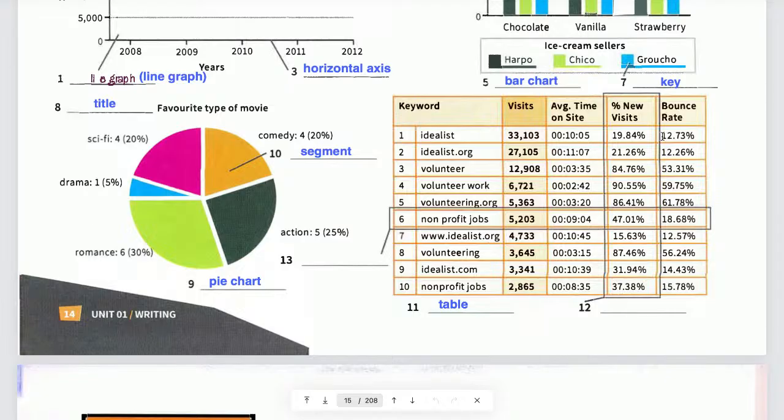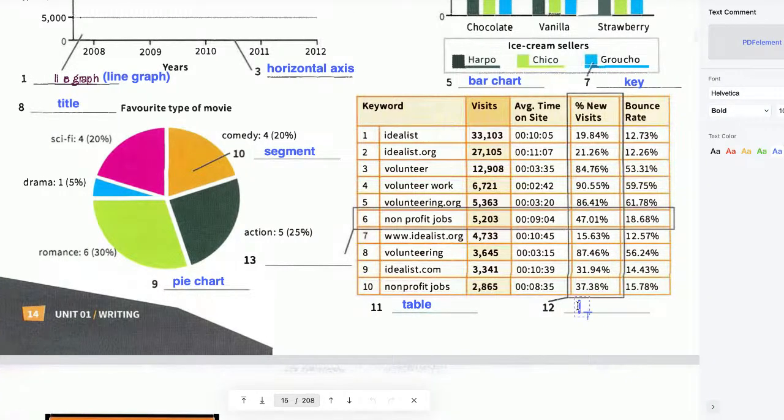12, we see it is pointing to a column, a list of all the numbers here. We see the percentage of new visitors, right? We see all the numbers there. We see the whole column there. So how can we call that? Oh, we call it column.